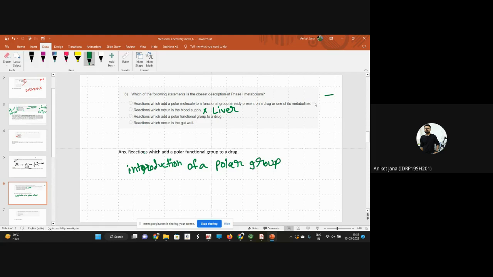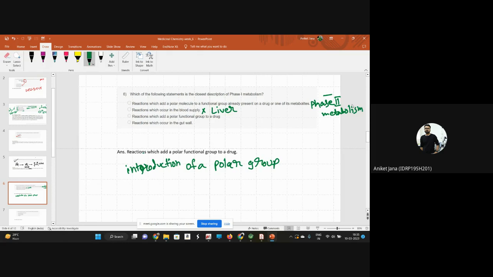This is phase 2 metabolism. This definition is phase 2 metabolism. Okay, so what it is saying in the phase 2 metabolism, where a polar molecule is attached to a polar functional group already present on a drug or placed thereby. So this is the example of the phase 2 metabolism.